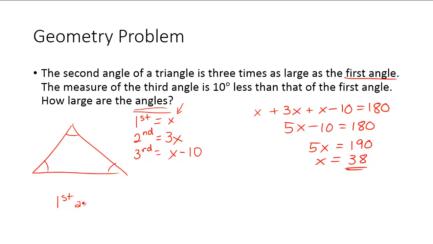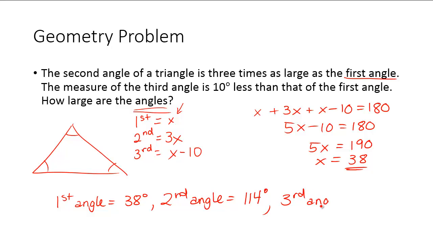First angle equals 38 degrees. Second angle equals 3 times 38, which is 114. And third angle equals 38 minus 10, which is 28 degrees.